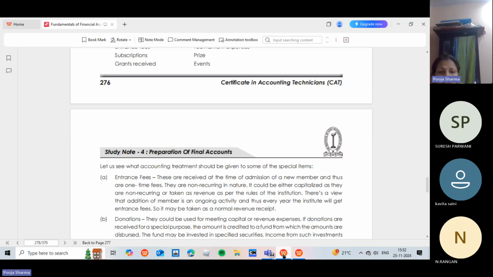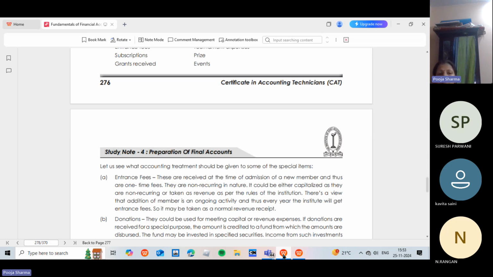It could be either capitalized as non-recurring or taken as revenue as per the rules of the institution. I have already told you, you can call it the hybrid approach. You can divide it into two parts. The portion of the entrance fees that we receive annually, monthly, or quarterly will be shown under the head revenue, and the part that we receive only once in a while will be capitalized. Capitalized means shown in the balance sheet.